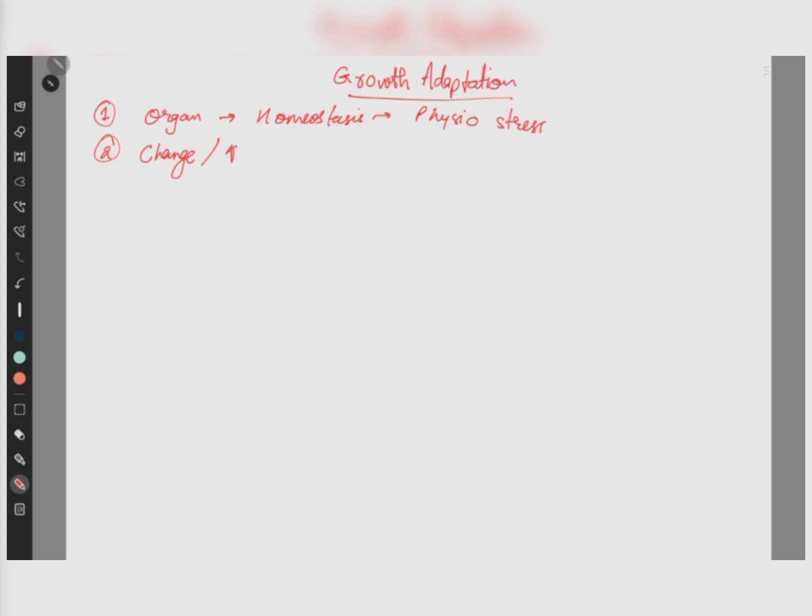So today we are going to talk about growth adaptations. Before we move forward, let's talk some basic concepts regarding this. So number one is an organ is in homeostasis with regarding to its physiological stress. Second point here to remember is that whether there is a change in type of stress or whether it's increase or decrease in the stress, the cells adapt to it, which is known as cellular adaptations.